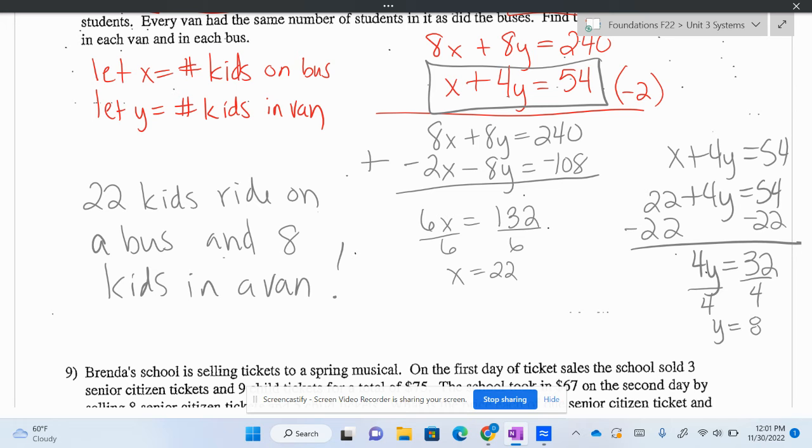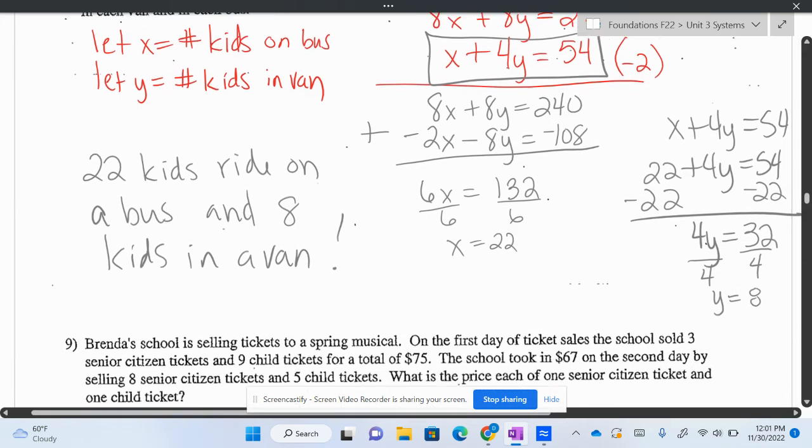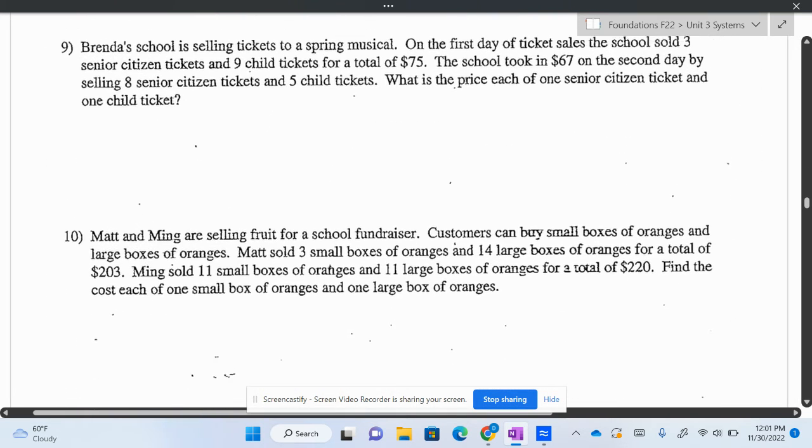How many kids fit on a bus typically? Isn't it like 63 or something? Oh, 3 in a seat. You guys only do 2 in a seat? Okay. 48. Okay.